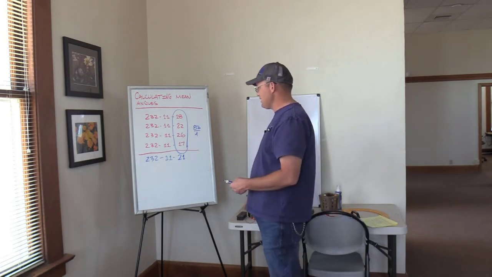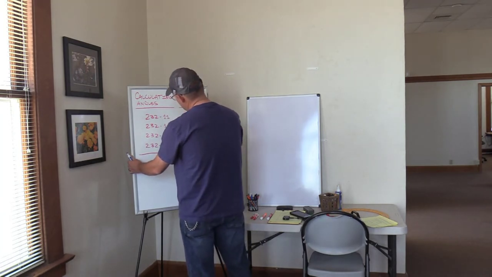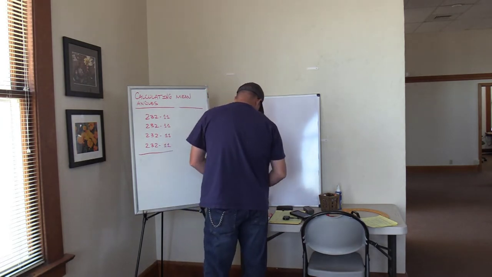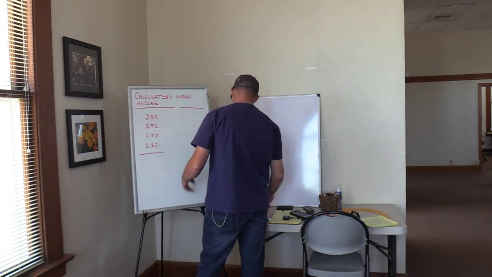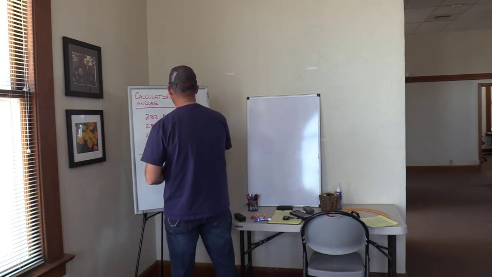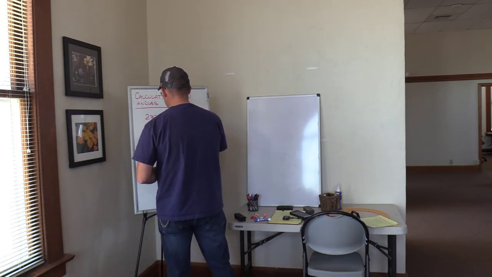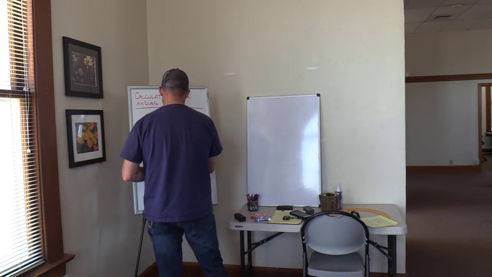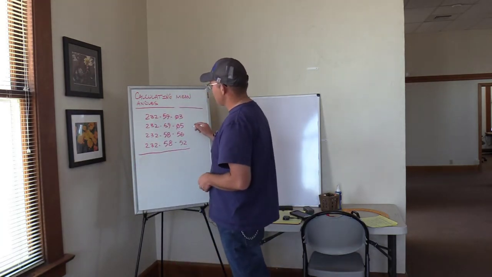Now let's look at another example. Again, it's still the easy way because we're given the angles, but we're going to look at another example where we're going to push over into the minute and the degree column. So we'll keep 232, but this time our first angle will be 59.03. Then we're going to have 59.05. Then we're going to have 58.56. And we're going to have 58.52. Now you have to worry about more than just the seconds column, right?